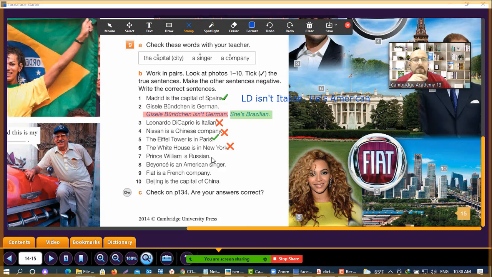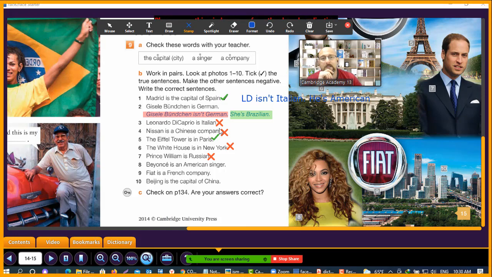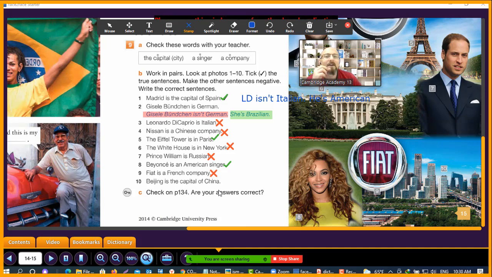Prince William is Russian. False. He is from the UK. Yes, British. Beyonce is an American singer. Yes. Fiat is a French company. False. Fiat is Italian. Very good. Beijing is the capital of China. True. Okay.